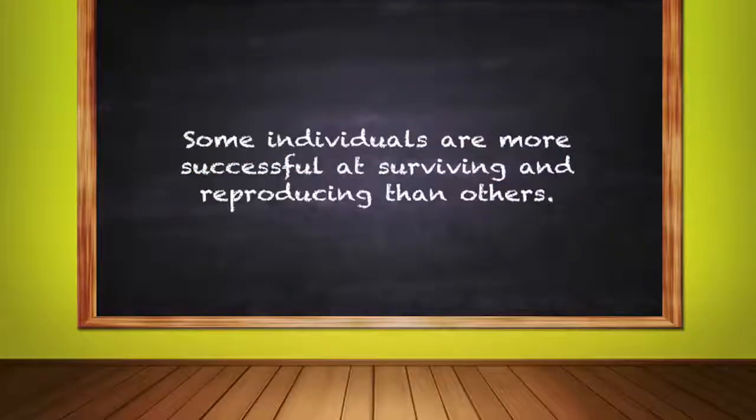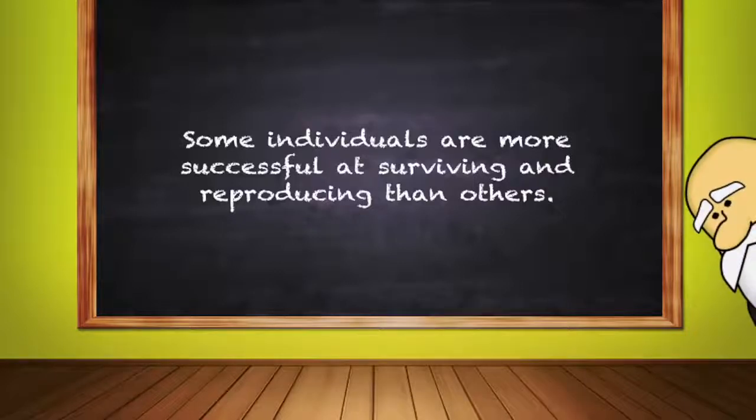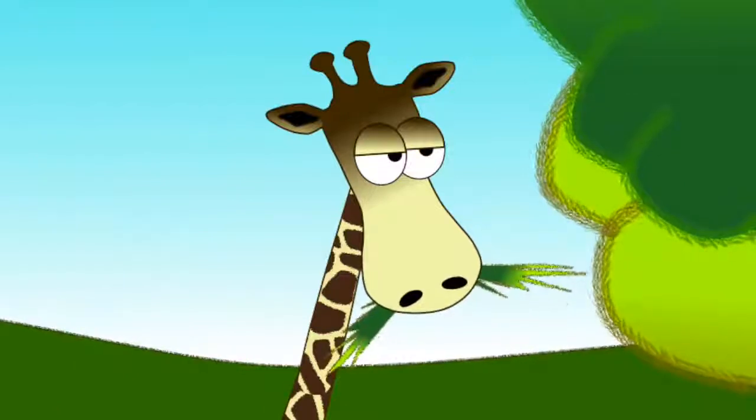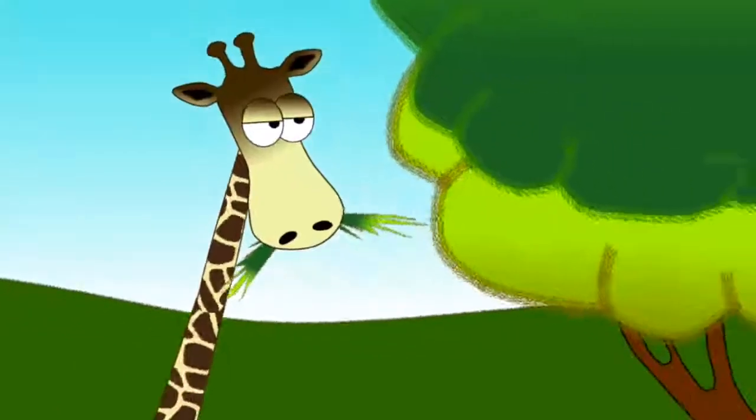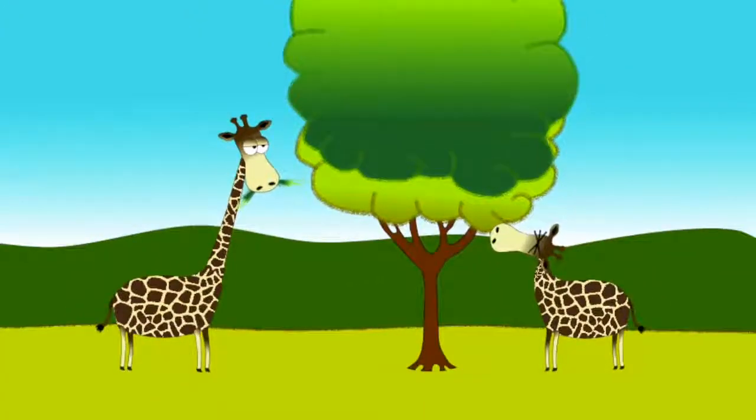Condition number 3. Some individuals are more successful at surviving and reproducing than others. In the case of our giraffes, the long neck individual did not acquire its neck by stretching to grab the leaves. Instead, individuals within the population were born with a neck length that was longer than others. Because the longer neck allowed them to reach the food that was otherwise unattainable, it gave them an advantage.